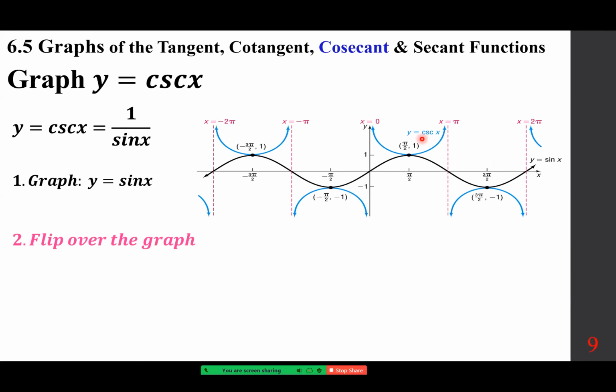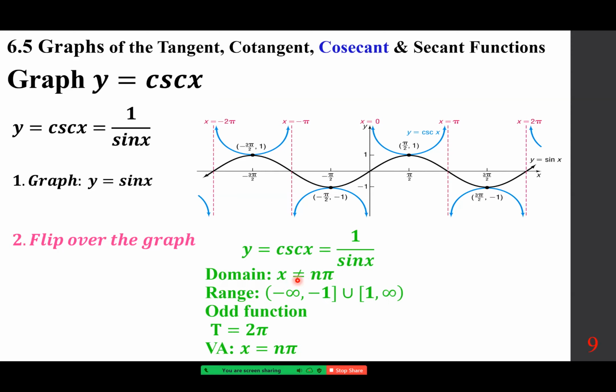So the blue one is the graph of y equals cosecant x. Cosecant x is 1 over sine x. Therefore, the domain is everything that doesn't make the denominator 0. Sine is 0 at n pi. Therefore, the domain is all real numbers except n pi, and with that go the VA, or vertical asymptotes. x equals n pi would be the vertical asymptotes.